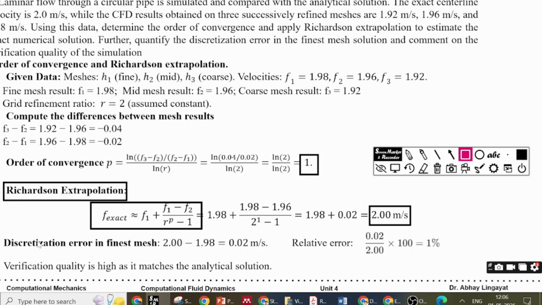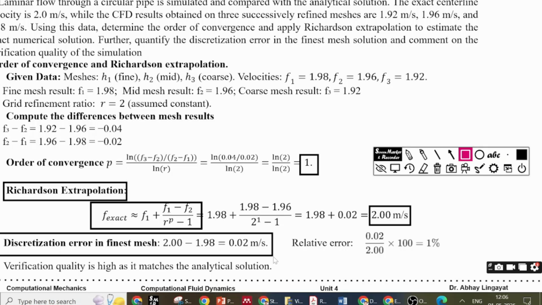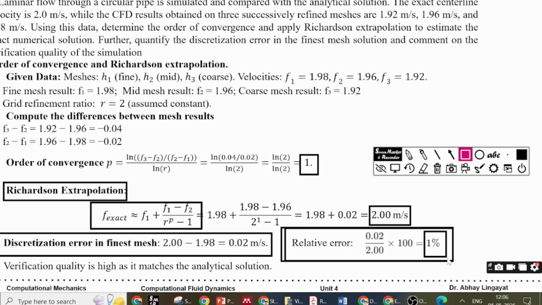Now the discretization error on the refined mesh, what is the percentage error, or relative error? The value we have taken, that is phi2 minus phi1, will be equal to 0.02 meters per second. So relative error will be the difference divided by the actual velocity, that is 0.02 divided by 2 times 100, so 1%. So this states the discretization error on the finest mesh is 0.02 meters per second, or 1%.